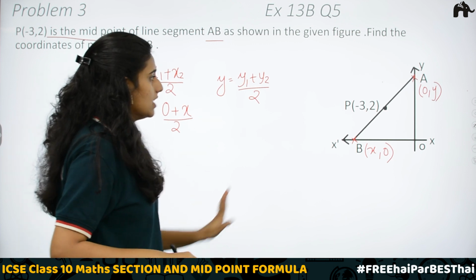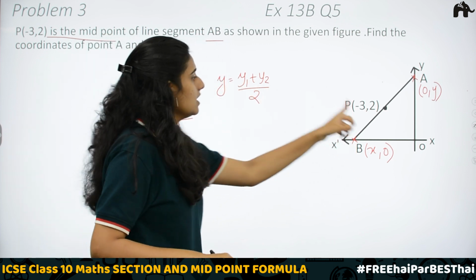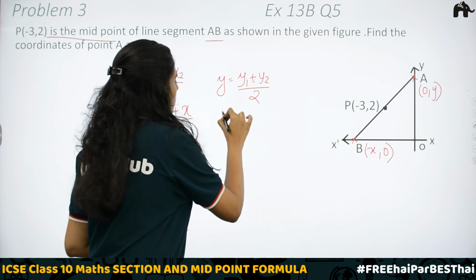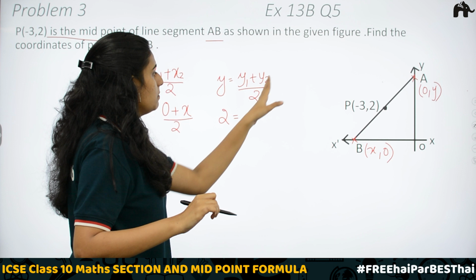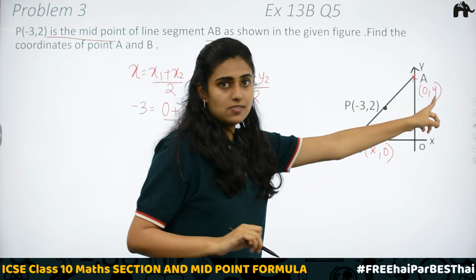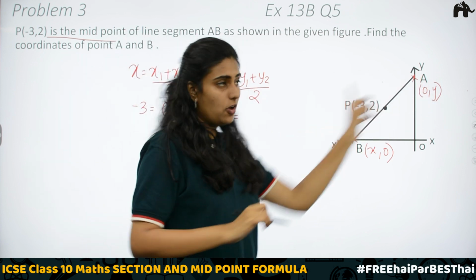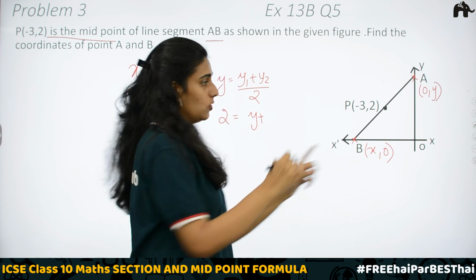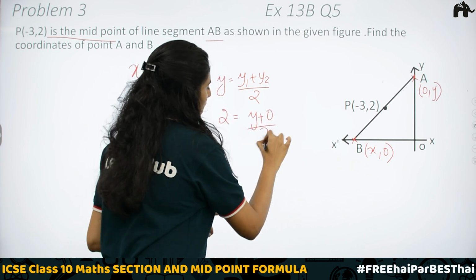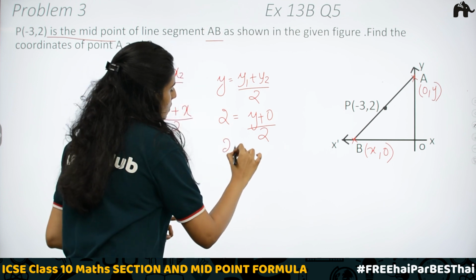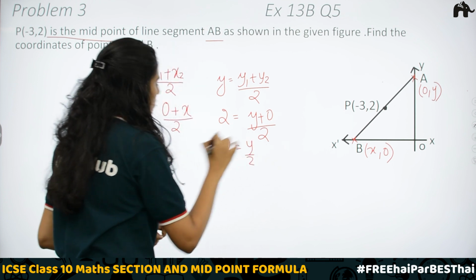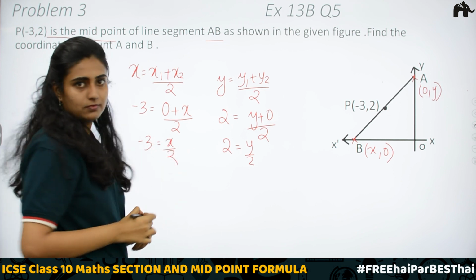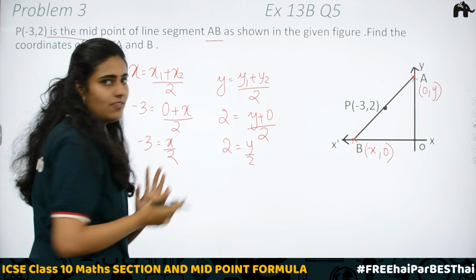Now the y coordinates. Here y is equal to 2. Y coordinate of the midpoint P. 2 is equal to y1 plus y2 by 2. Here y1 is y. That is the y coordinate of point A. Y plus y2 is 0. 0 divided by 2. That is 2 is equal to y by 2 and minus 3 is equal to x by 2. We can easily find what x and y are.